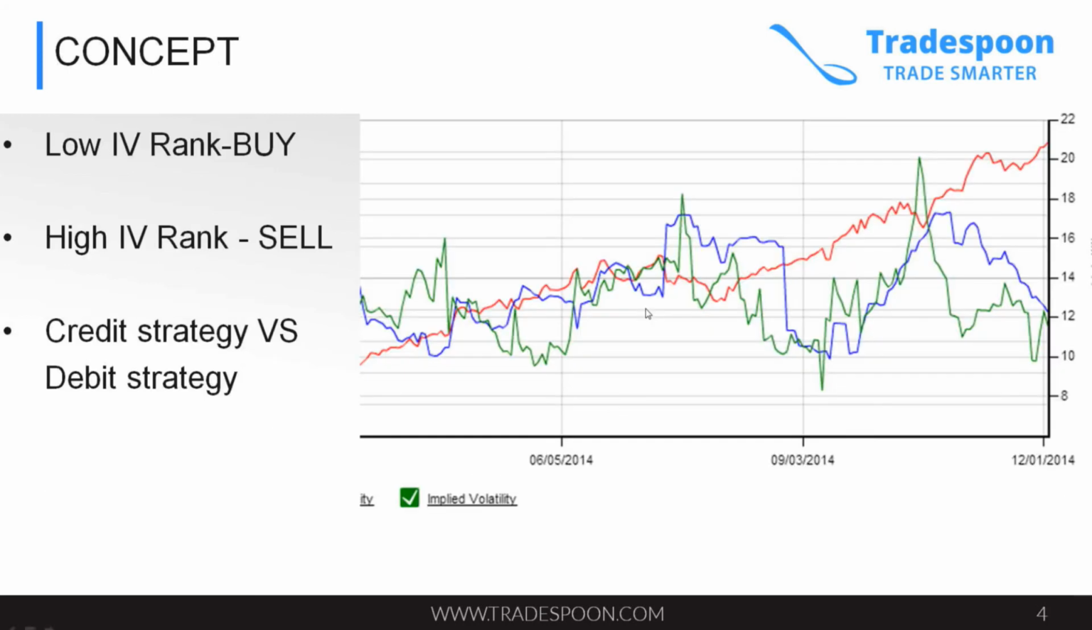So the concept is simple. You look at the 52-week chart of implied volatility that you can see in green color. If you're on the bottom of the chart and you see the troughs of the mountains, then you buy. This is when you buy options. When you see peaks of the mountains, high IV, you sell. So that's what determines whether you're doing a debit strategy or a credit strategy.